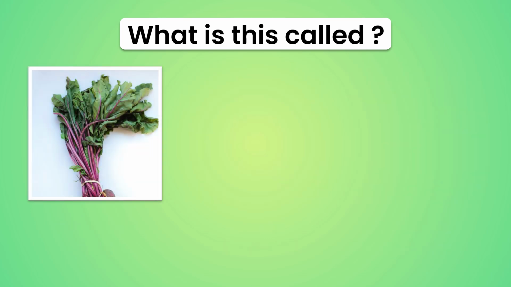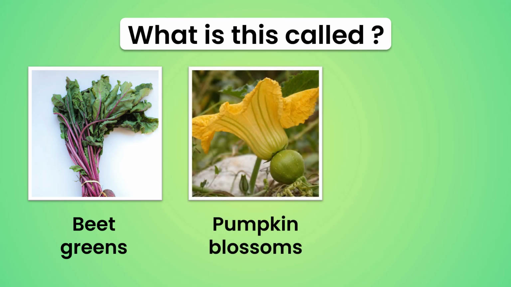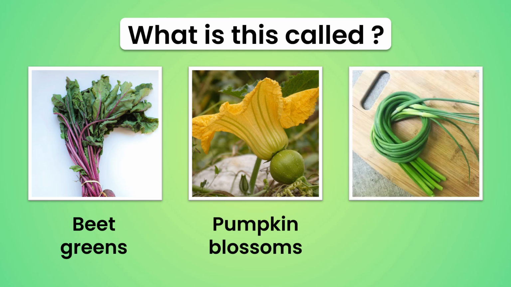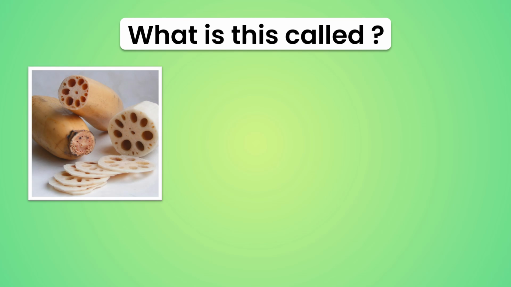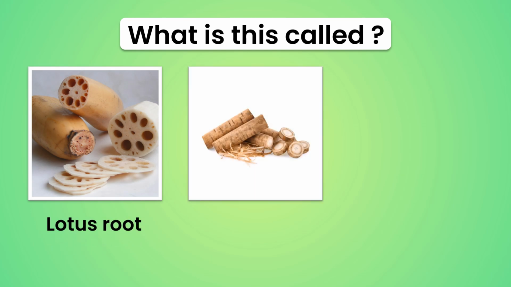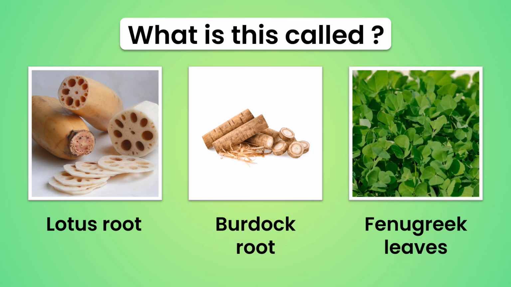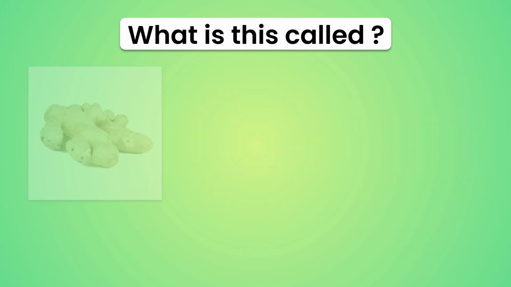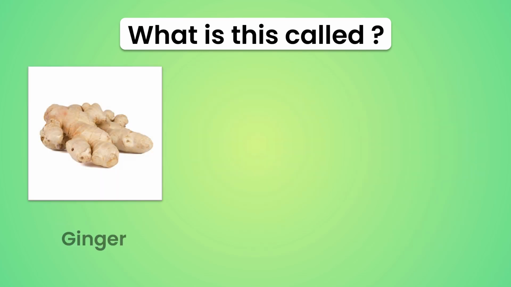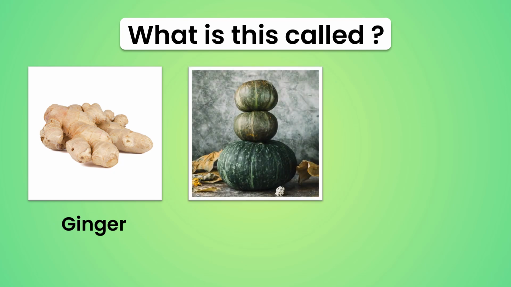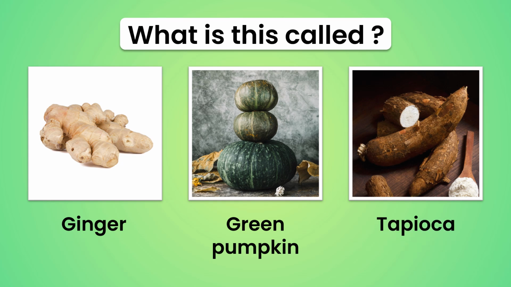What is this called? Beet greens. Pumpkin blossoms. Garlic scapes. What is this called? Lotus root. Burdock root. Fenugreek leaves. What is this called? Ginger. Green pumpkin. Tapioca.